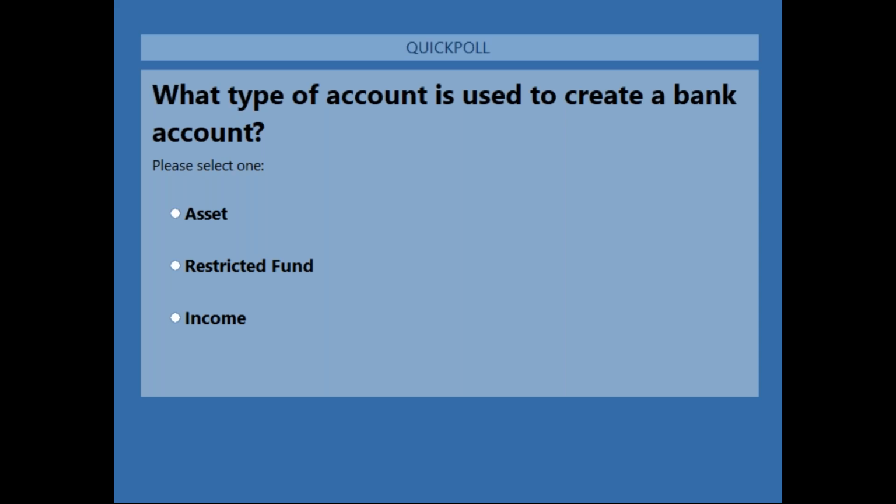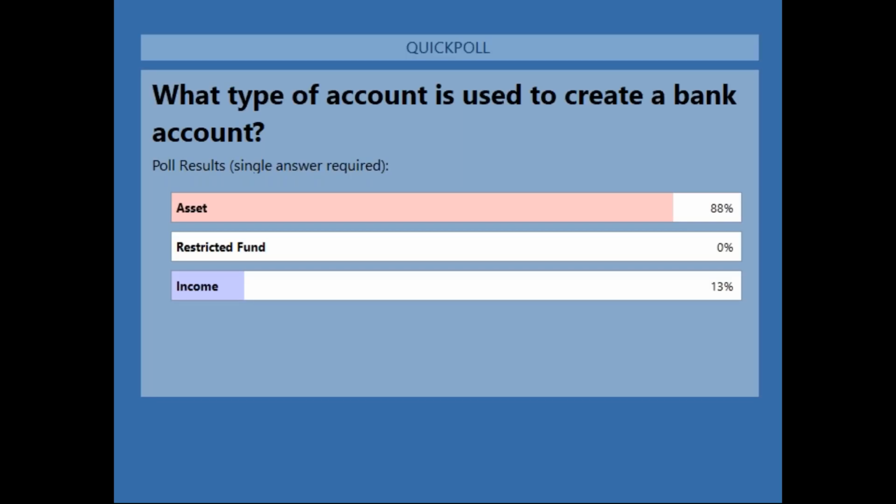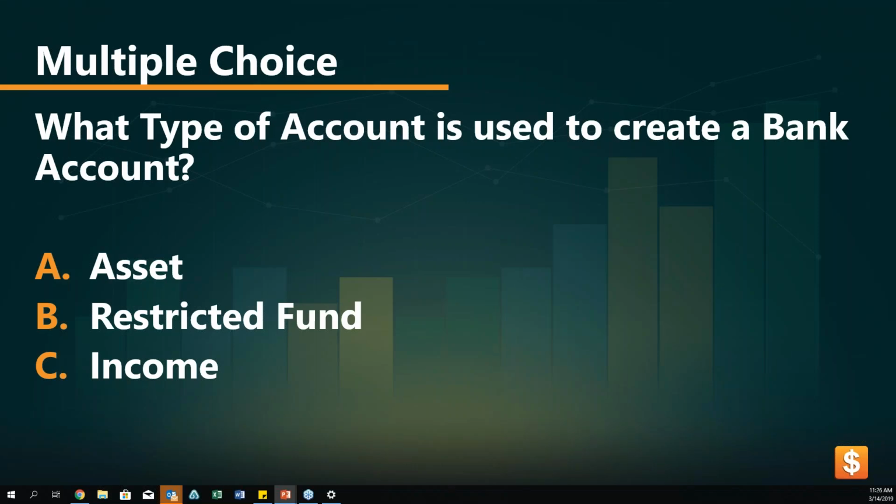Okay, I'm going to go ahead and close the poll and share the results. We'll share the answer right after the results. So the percentages must be off just a little bit. 88% said asset and 13% said income. So we'll hide the results and we'll share the answer.